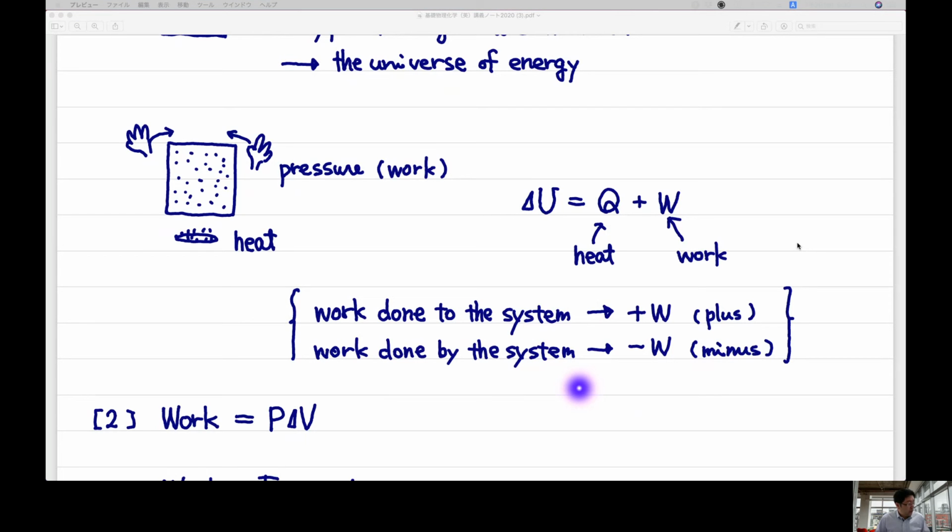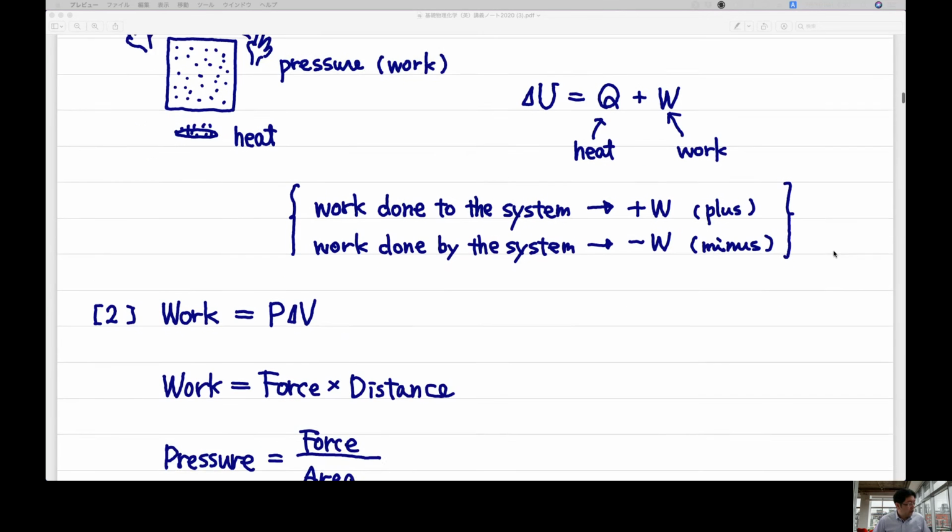And what is work actually? I write here that the pressure can act as a work to the system. But just pressure is not the work. Work is pressure times the difference of the volume, okay? If you can change the volume, that could be the work.